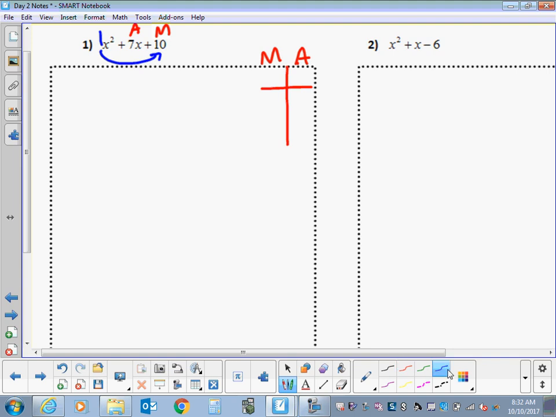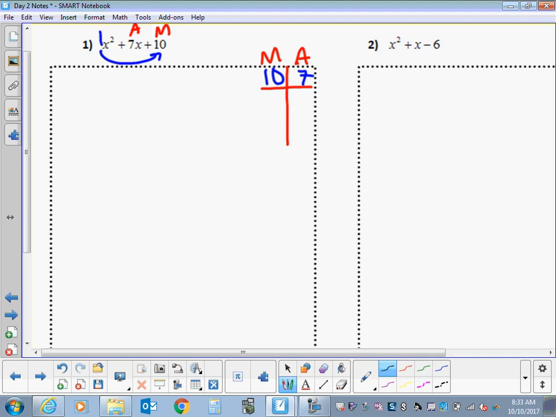Looking at my numbers, I need 2 things that multiply. I already swung. Whatever gets swung here, you have to multiply. So what's 1 times 10? 10. And what number is under my A? 7. So this tells me I need 2 numbers that multiply to give me 10 and add to give me 7.